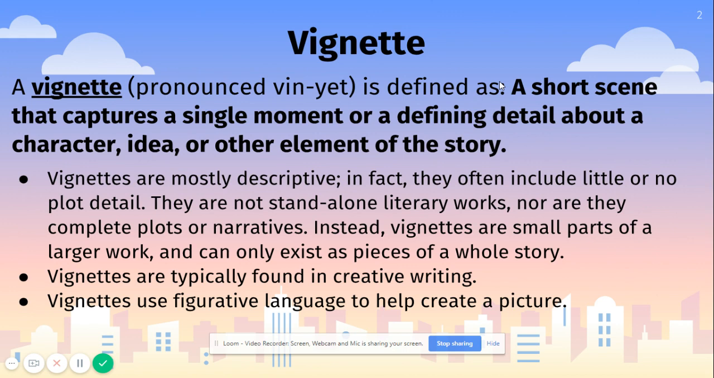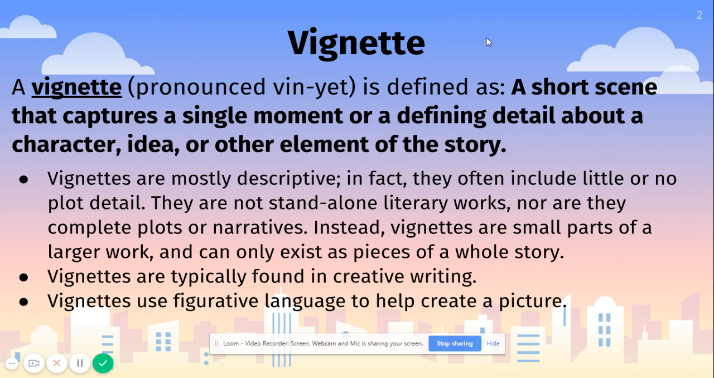This book is kind of different because it's set up, what we're used to reading in a novel is chapters. But this book is set up in what are called vignettes. Okay, and this word right here is vignette. And a vignette is a short scene that captures a single moment or a defining detail about a character, idea, or other element of the story.